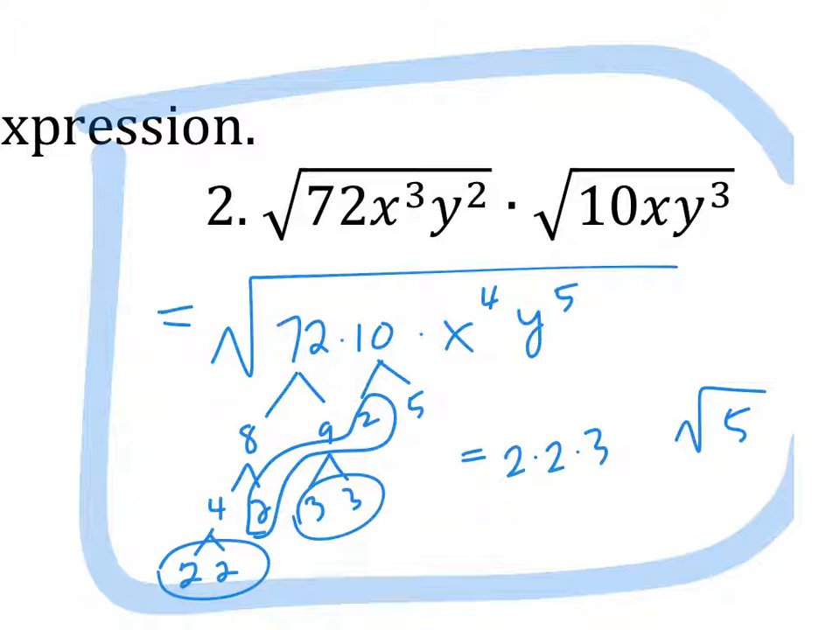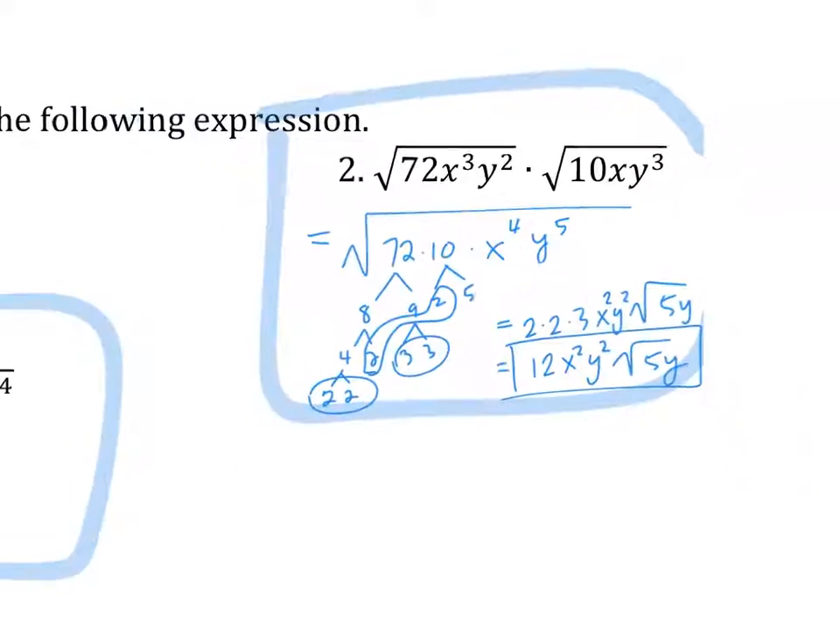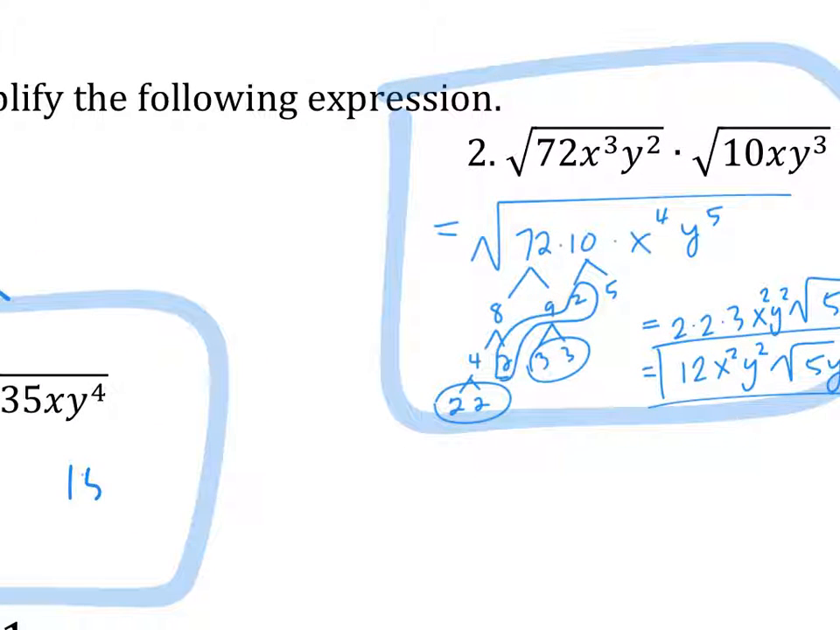All right, x to the 4th. There are 4 x's, so 2 of them come out, and that is x squared. Y to the 5th, there are 5 of them, 2 of them, 2 of them, 1 stays inside. Sorry, let me just finish this one. Okay, no absolute value on this. And let me give you the last one just so you can check.